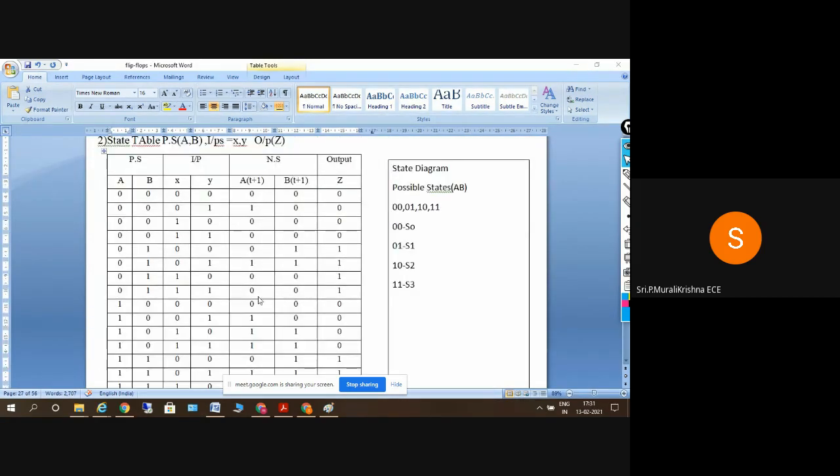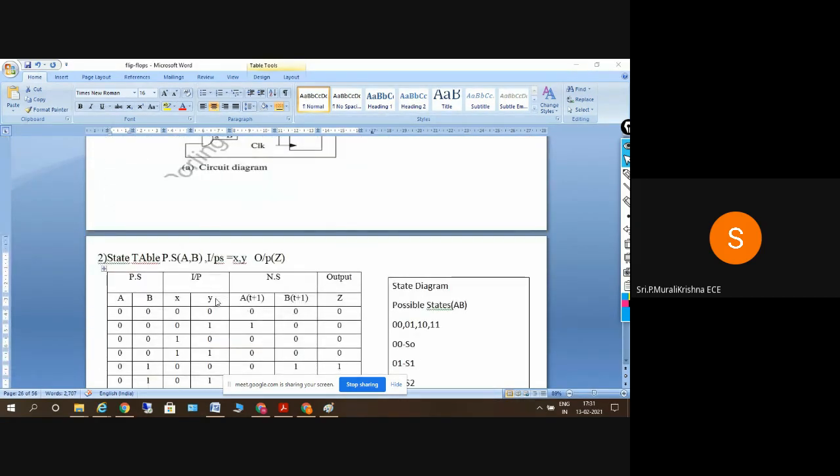But this thing should be correct. The table should be correct here. Clear?